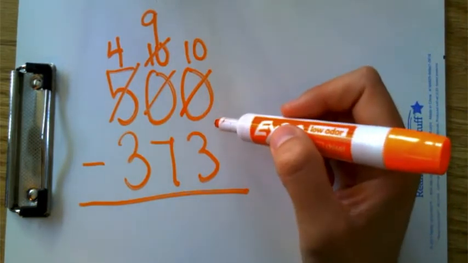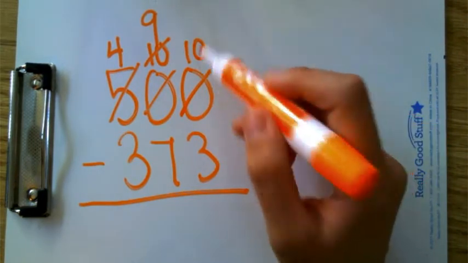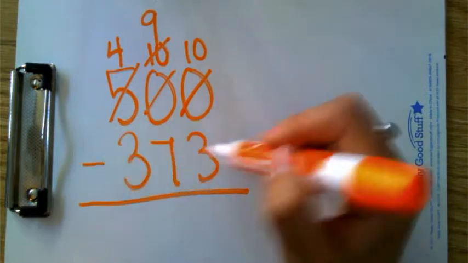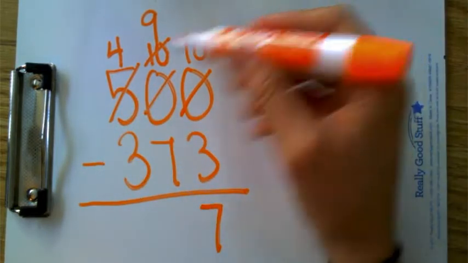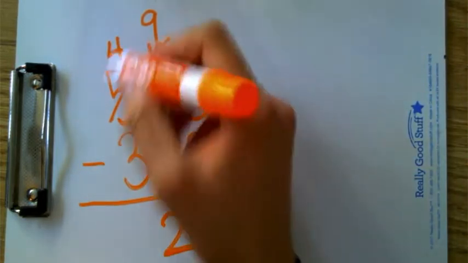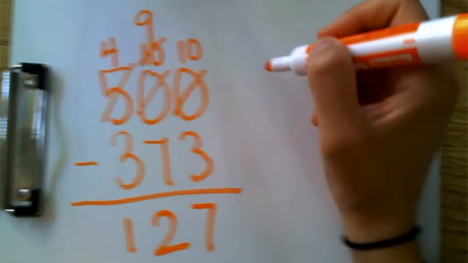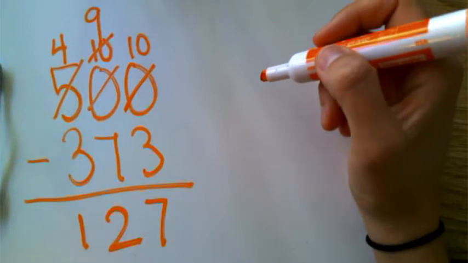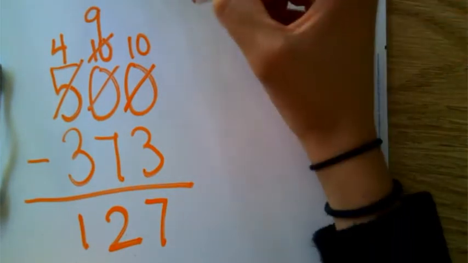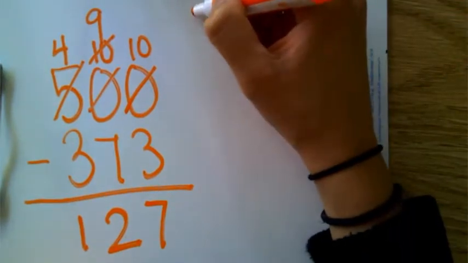Now subtraction gets a lot easier after all of that borrowing. 10 minus 3 is 7. 9 minus 7 is 2. 4 minus 3 is 1. Our answer is 127. Now let's look at our second option, which I like to call the subtract 1 method.